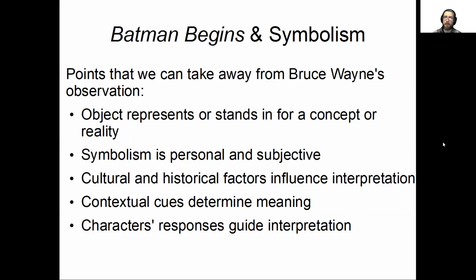In this case, Batman represents a kind of hope, a vision for Gotham and its salvation, the possibility of the people rising up and throwing off the shackles of their criminal oppressors and the corruption that has infiltrated the entire infrastructure of their civilization. Batman is a man, but he's more than a man. He's a symbol for everything that Gotham aspires to achieve, their hopes and their dreams. Objects represent or stand in for a concept or a reality.